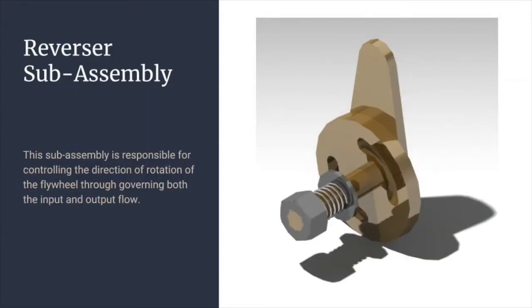The final subassembly that was made was the reverser subassembly. This subassembly is responsible for controlling the direction of rotation of the flywheel through governing both the input and output flow. As you can see here, this subassembly is again made up of various different materials. The reverser and the plate are both gold, as well as the pin. The reverser spring is aluminum, and then the washer and the nut are steel.